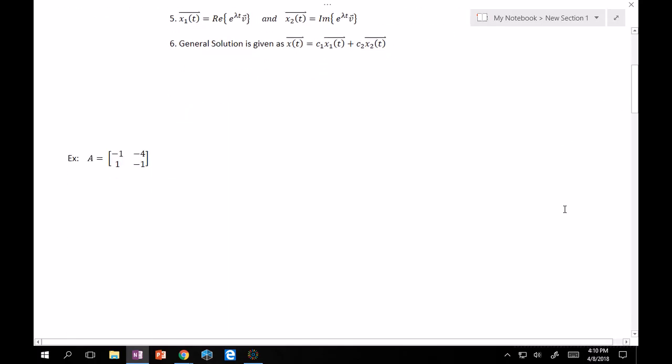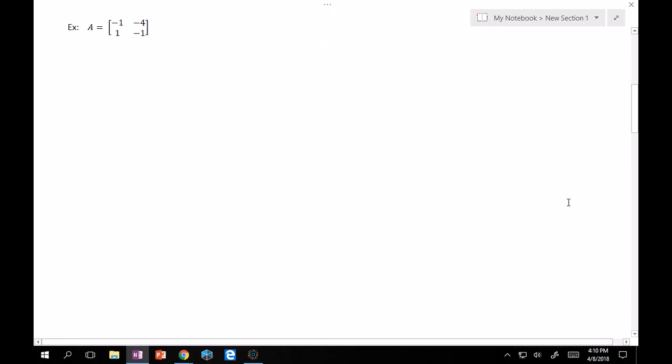Great. Okay, let's do this one. Keep in mind, just because it's complex doesn't mean that there are going to be complex numbers in the matrix. It'll be given to you like this. How you get complex eigenvalues is from the roots of the equation.